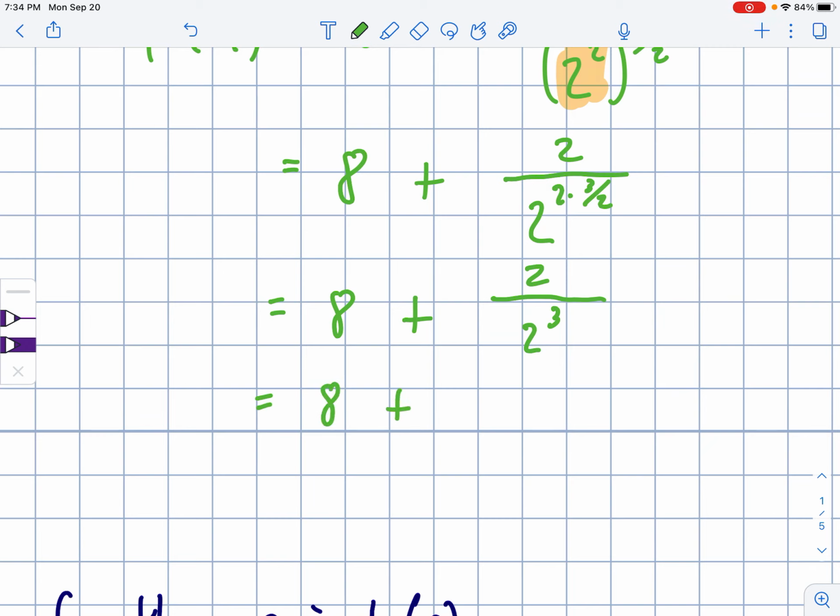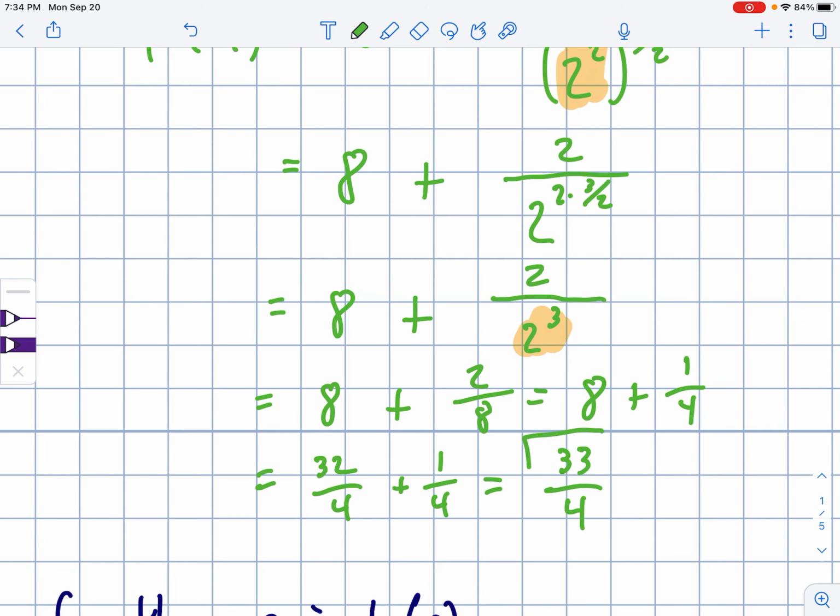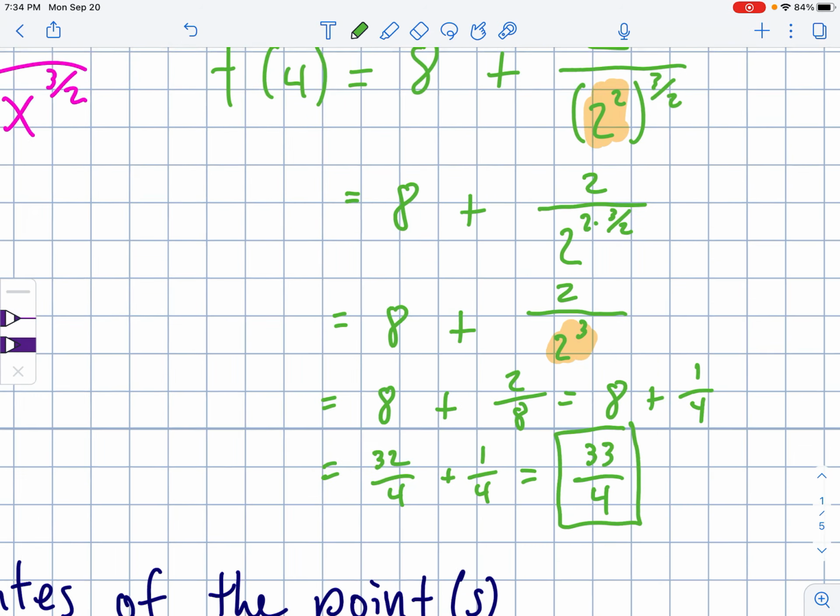Oh man, we're gonna maybe run out of room here. 2 to the third power is 8. 2 times 2 times 2. So this becomes 2 over 8, which equals 8 plus 1/4 when you reduce that fraction. But then you need a common denominator between those two. So we have to change that into 32 over 4 plus 1 over 4. So this equals 33 over 4.